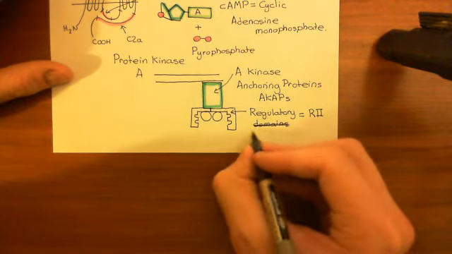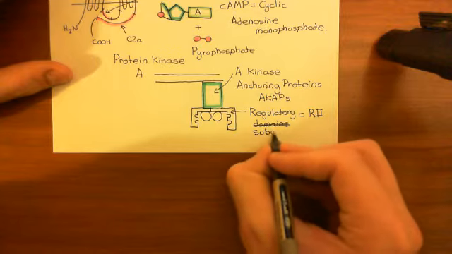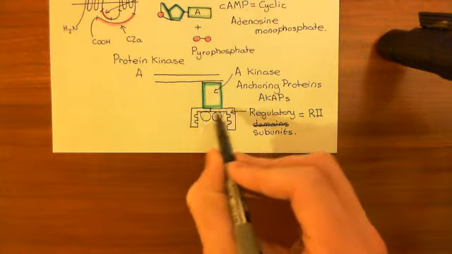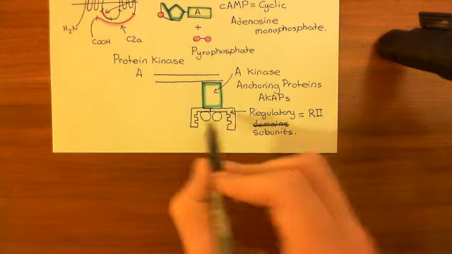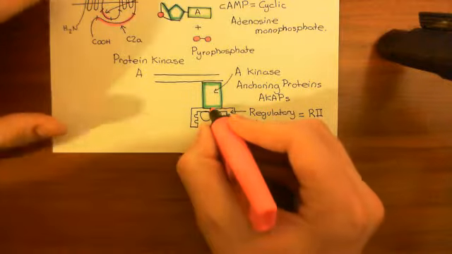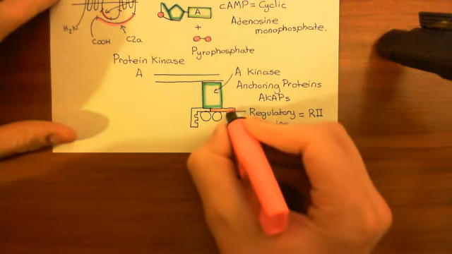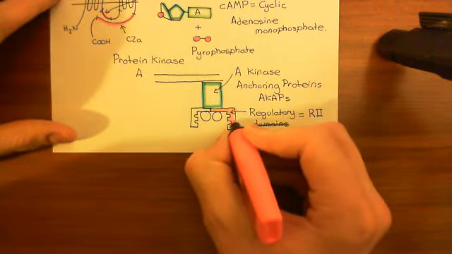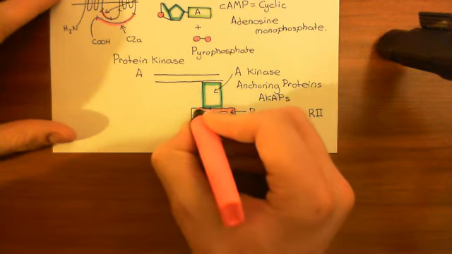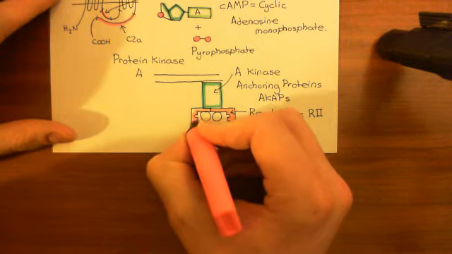Forget domains, it should be subunits rather than domains. So these are the regulatory subunits. We have 2 R2 regulatory subunits. Okay, so let's colour those in. In red here is one of these R2 regulatory subunits. And then we have another one over here, like so.